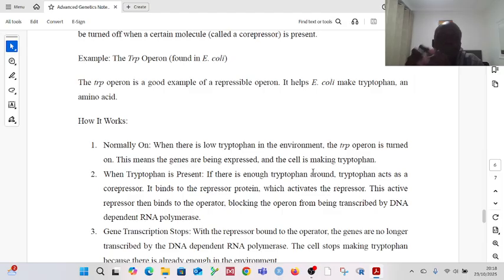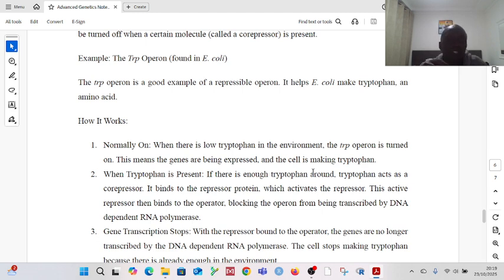Okay. So remember, tryptophan is very low in the environment. So it means the bacteria needs to turn on so that it can lead to the formation of more amino acid, because it is already low in the environment. Okay. So this means the genes are being expressed and the cell is making tryptophan. When there is low tryptophan, there is need for them to make more tryptophan.